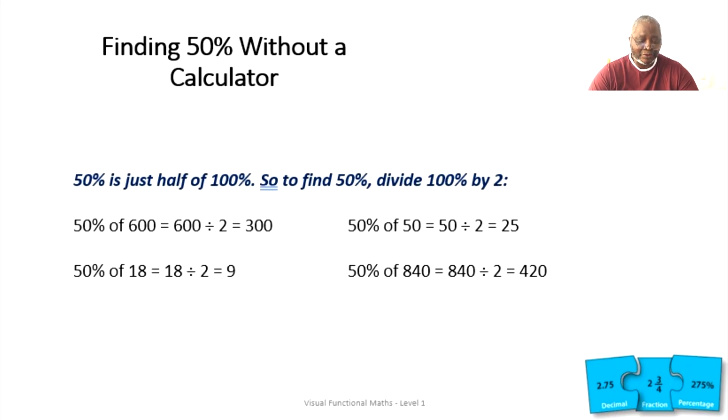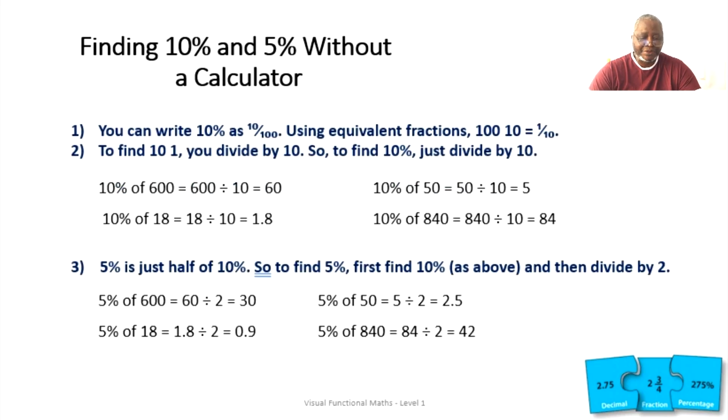50% of 600 is equal to 600 divided by 2 equals 300. 50% of 50 is equal to 50 divided by 2 equals 25. 50% of 18 is equal to 18 divided by 2 equals 9. And 50% of 840 is equal to 840 divided by 2, which is 420. You get the drift now. Let's look at some more interesting methods of finding percentage. First of all, let's look at finding 10 and 5% without a calculator.